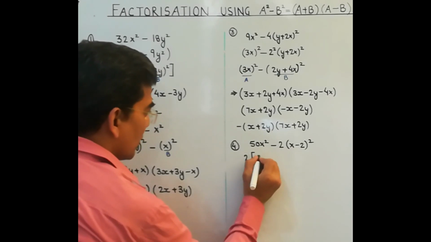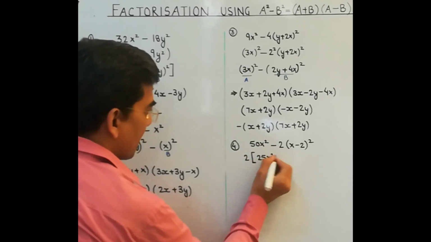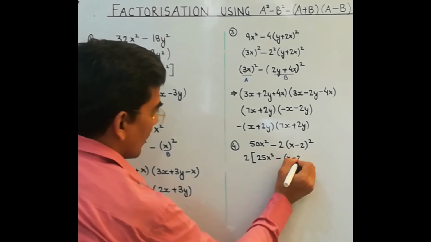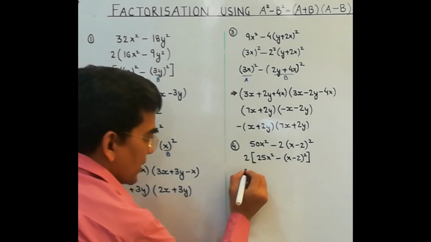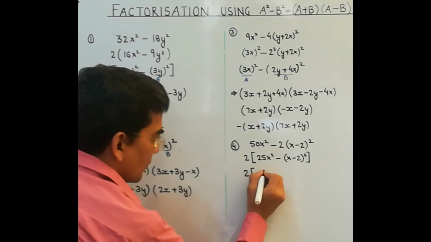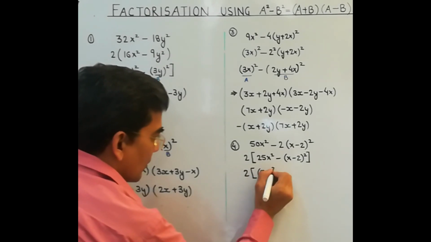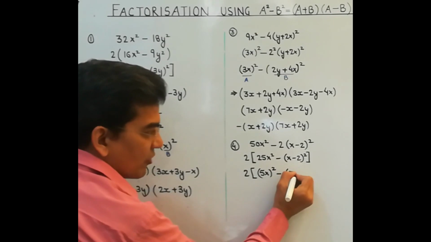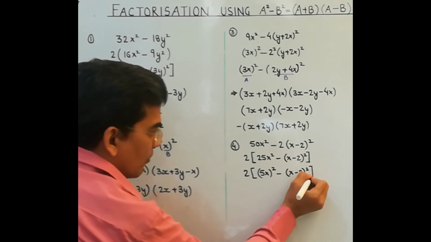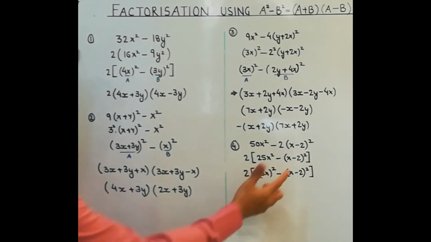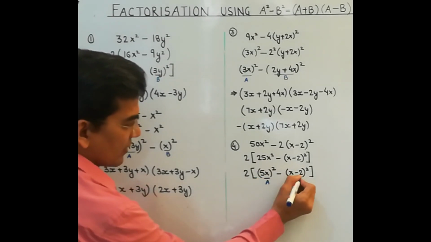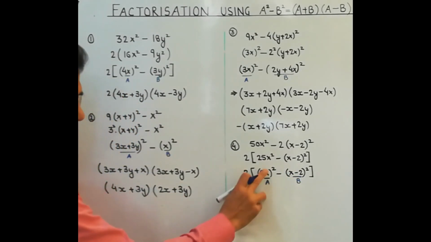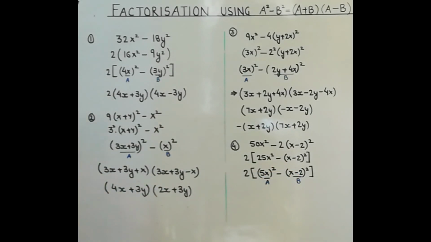So after taking 2 common, you are left with 25. Now this term can be converted in square form. The second term is already in square form. So we can say that after taking 2 common, within this bracket we have got the form, this is your A and this is your B. So we have got the form A square minus B square. So we can apply the formula for factorization, A square minus B square.